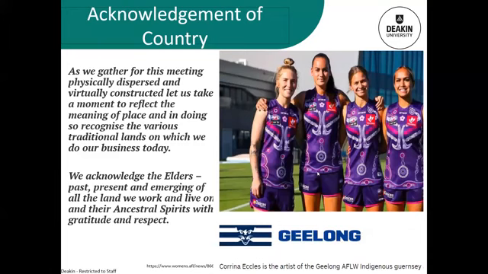As we gather for this meeting, physically dispersed and virtually constructed, let us take a moment to reflect on the meaning of place, and in doing so, recognise the various traditional lands on which we do our business today. We acknowledge the elders, past, present and emerging, of all the land we work and live on, and their ancestral spirits with gratitude and respect.